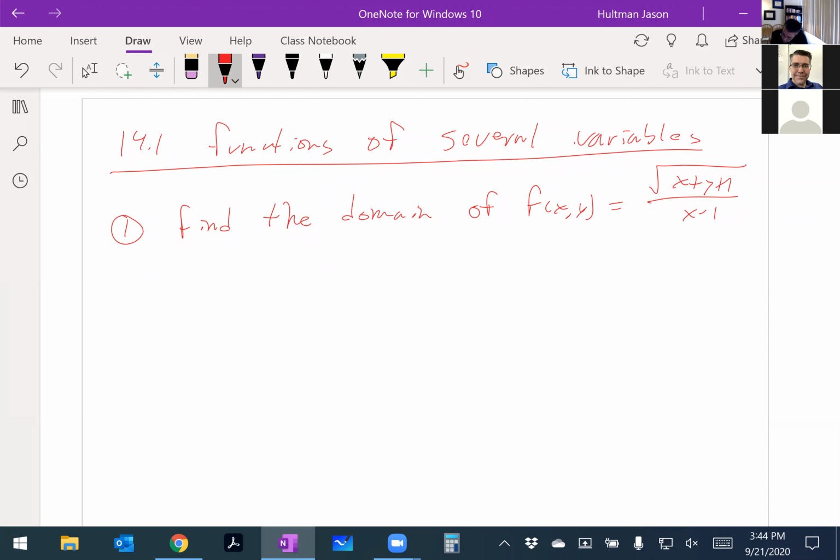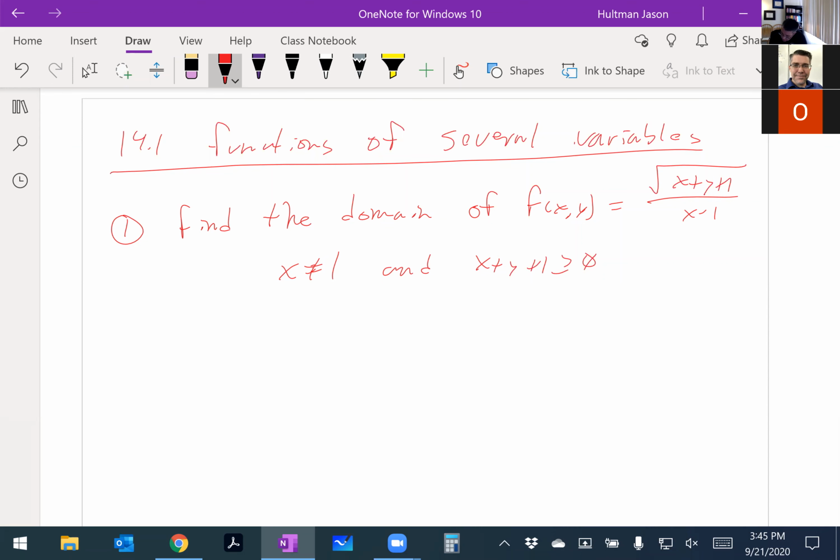Okay, so what are the restrictions on this? Well, the restrictions are that x cannot equal 1, right? And that whatever is under the square root has to be positive or 0. It has to be non-negative. So x plus y plus 1 has to be greater than or equal to 0. Okay.